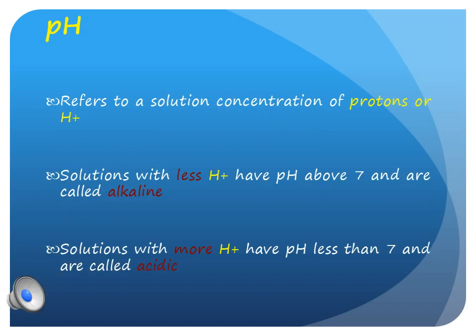Coming to one more terminology, pH. So what is pH? pH refers to the solution concentration of protons or H+. So what solutions are alkaline? Solutions with less H+ have pH above 7 and are called alkaline. And those solutions with more H+ have pH less than 7 and are called acidic.